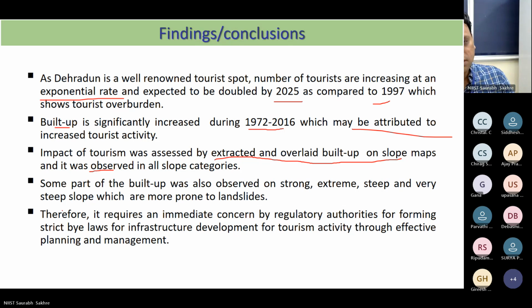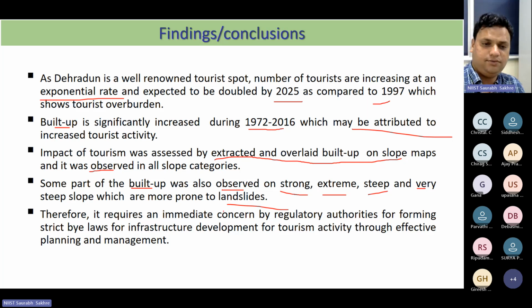Okay. And the thing which is a matter of worry is that some built-up area was observed on strong slopes also: strong, extreme, steep, and very steep slopes, which are more prone to landslides, as I said earlier. Therefore, it requires immediate attention by regulatory authorities for forming strict bylaws for infrastructure development for tourism activity, and for planning and management.